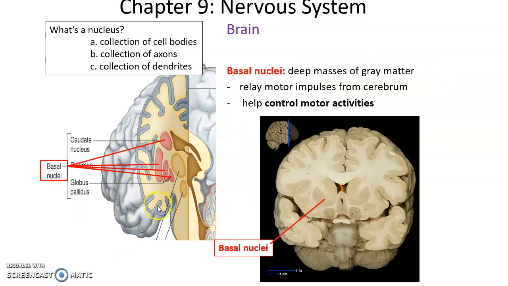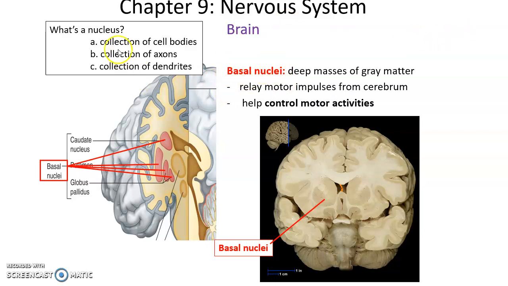All right, when we look in the coronal section of the cerebrum, we see that there is some dark tissue deeper in the brain. These regions of darker tissue are called the basal nuclei. So they're deep masses of gray matter, and they have important functions. For instance, they help in relaying motor impulses from the cerebrum. So they're involved in helping to regulate and control motor activities.